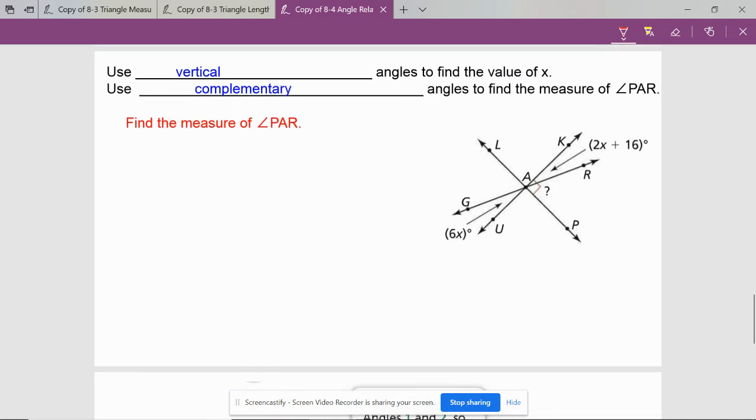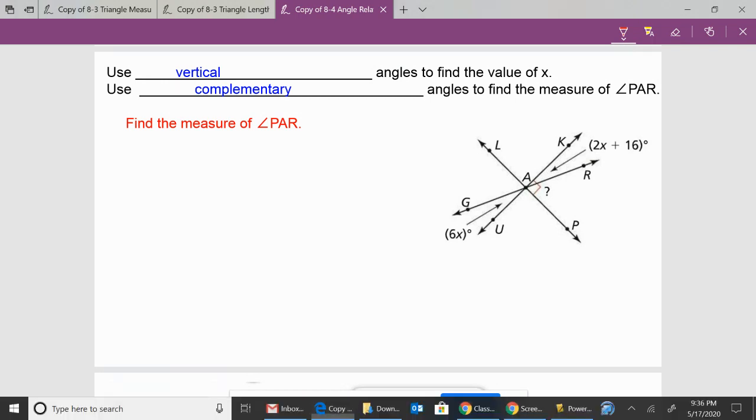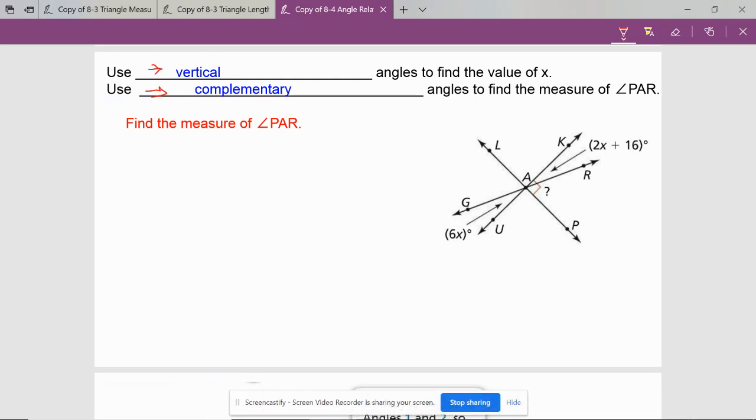Okay, now we got a lot of crazy angles. Okay, so we got to understand it's asking us to use vertical angles and complementary angles. Okay, so use the vertical angles to find the value of x. So we're trying to find the value of x, and we're going to find the measure of angle PAR.